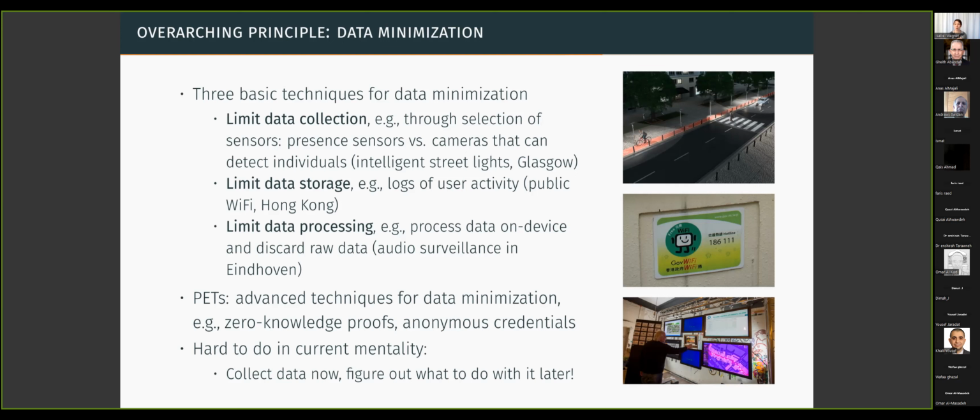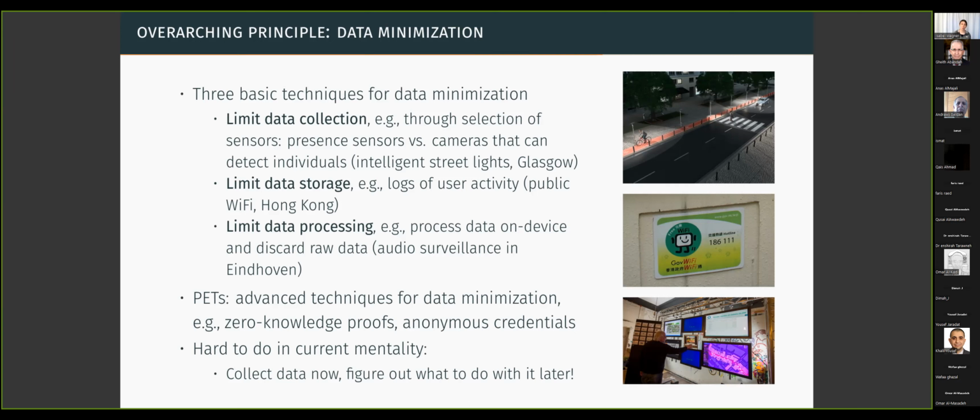So for example, we could select sensors so that they don't collect excessive amounts of data. So if we, let's say, want intelligent street lighting that turns on when there are people and turns off to save energy otherwise, then we could use presence sensors instead of cameras that can detect individuals.